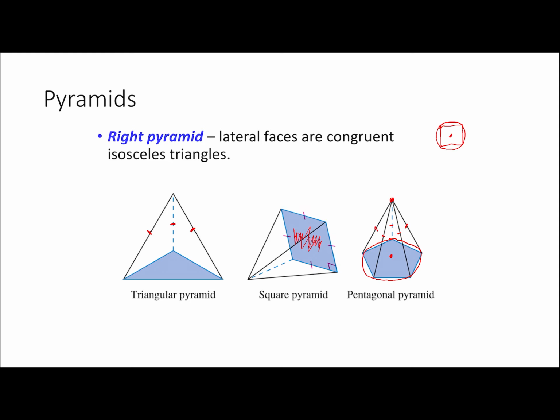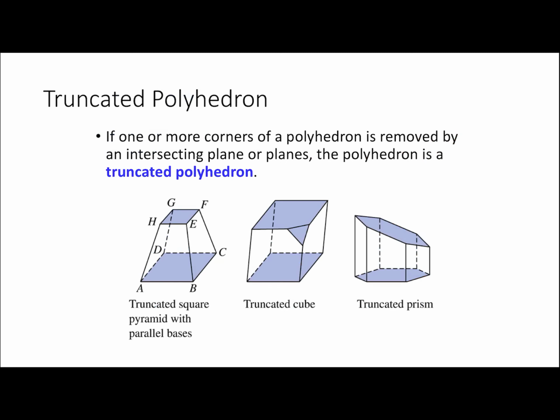That center point is directly below the apex. So this point and this point should be directly on top of each other in order for this to be a right pyramid. Because if that apex is shifted over some, then all your other edges are not going to be the same. And so it's important that we understand that for a right pyramid, the apex has to be directly above the center of that base.